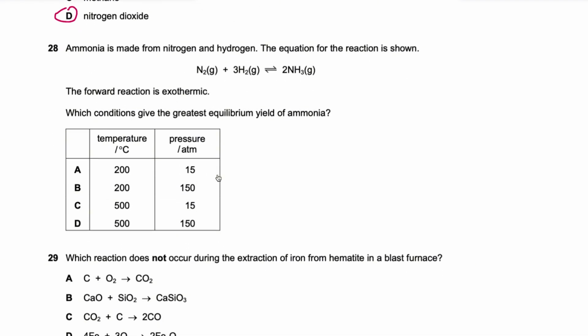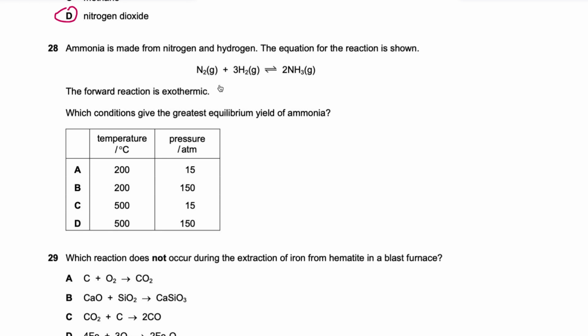Now let's go to question 28. Ammonia is made from nitrogen and hydrogen, and the equation for the reaction is shown. Okay, this is a reversible reaction. Now, the forward reaction is exothermic. Which condition gives the greatest equilibrium yield of ammonia? First of all, the temperature will be 200. The greatest yield of ammonia.